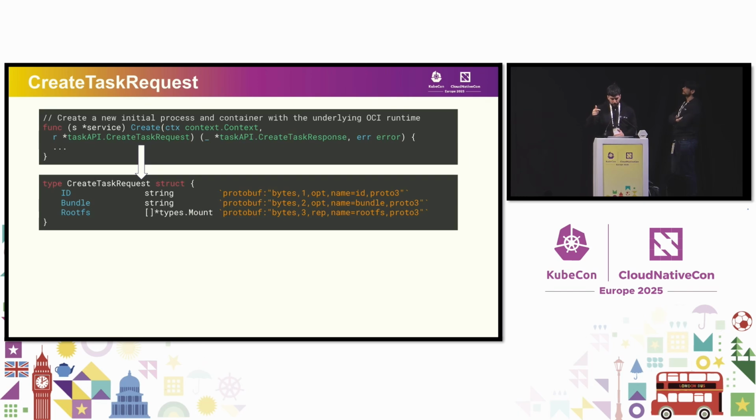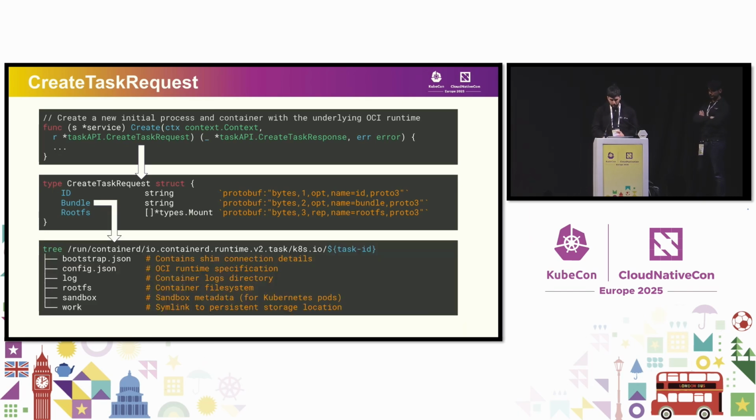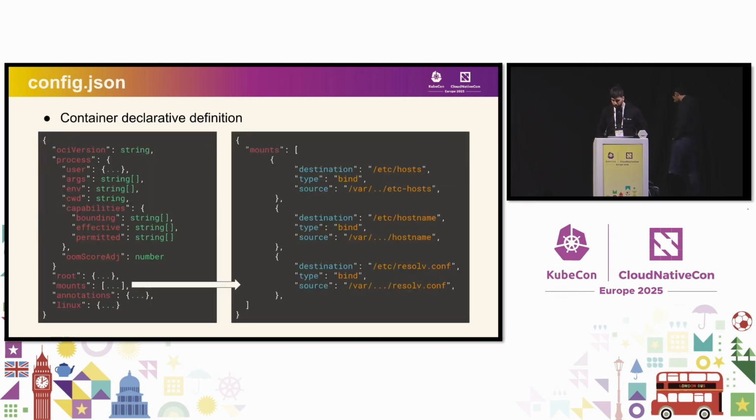Okay, and in this request we have more parameters, but these are the 3 most important parameters: the ID, the bundle, and the rootfs. The bundle is a string to a path in our host that stores the information of the container that needs to be created by the shim. We have several files. The most important one is the config.json file that we see in there.